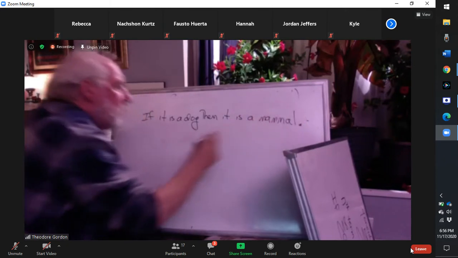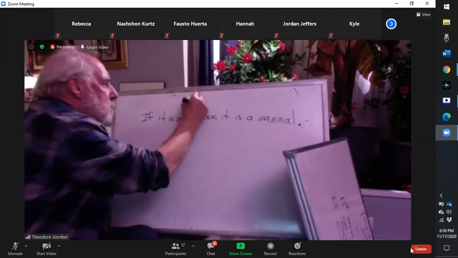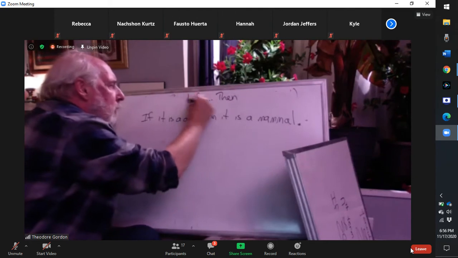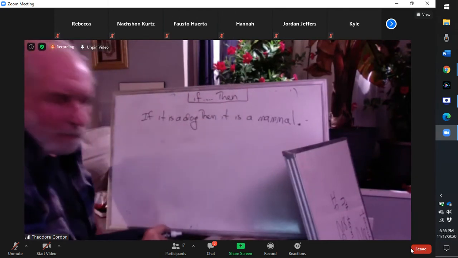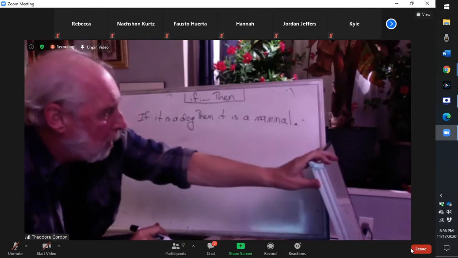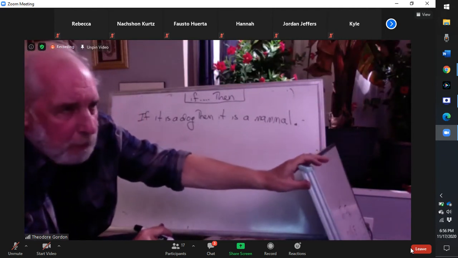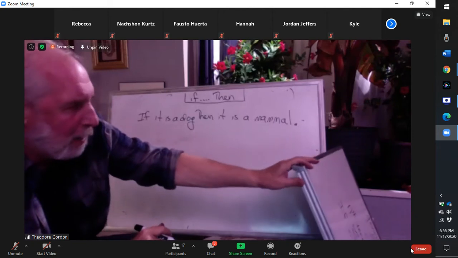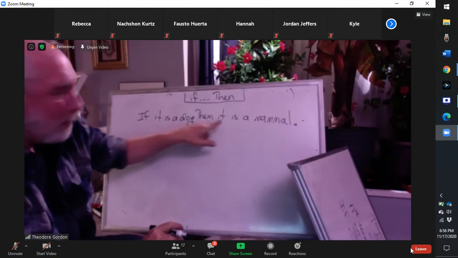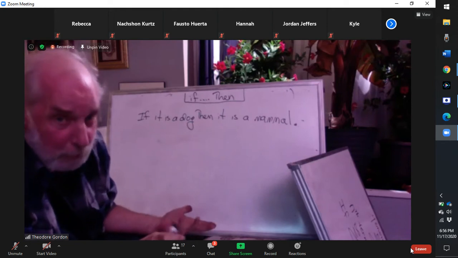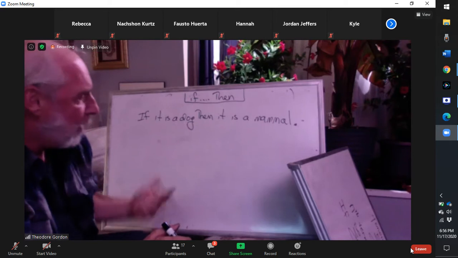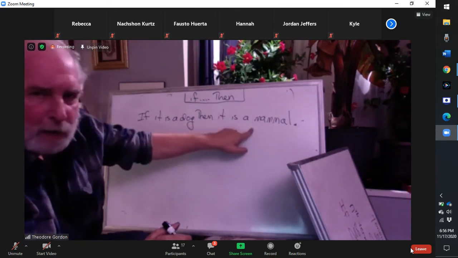All right. So in logic, a phrase that's an if-then statement called a conditional statement, there's an arithmetic, there's an algebra to how language works. So if it's a dog, then it's a mammal. Do we all agree that's true? Right? Every dog is a mammal. So if that animal is a dog, then it's a mammal.